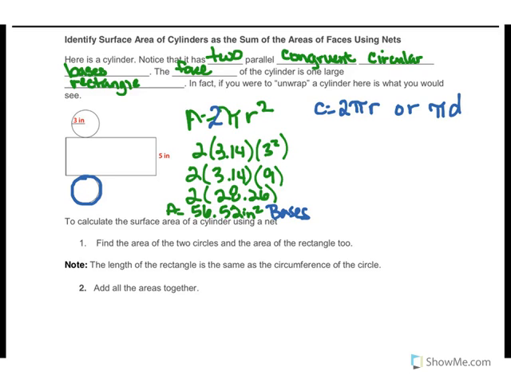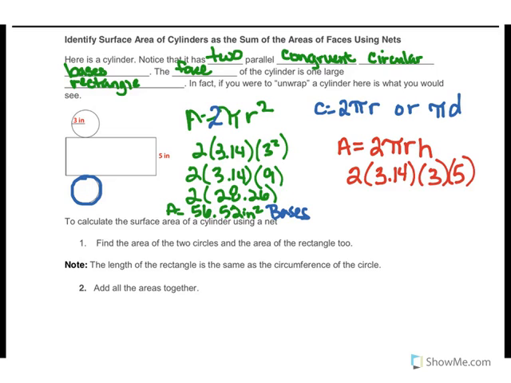So we're going to use the circumference formula to find the area of the rectangle. So we're going to put an A for area, and I'm going to use 2 pi r, and we have to multiply that times the height of the rectangle. Now let's replace. So I have 3.14, and the radius is 3, the height is 5.